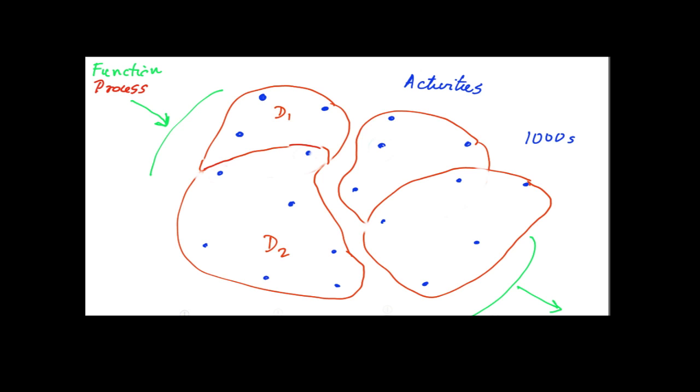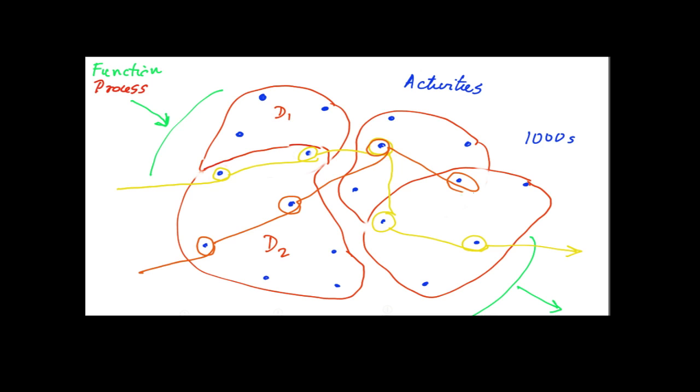A process, as you know, is simply a sequence of these activities. So for example, I may have a process that touches that activity, goes here, touches that one, that one, that one, that one, and goes through. You might have another process that starts here, goes here, goes here, goes here, and goes through. So a process is nothing but a stringing of these activities.